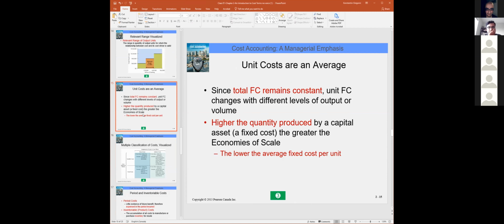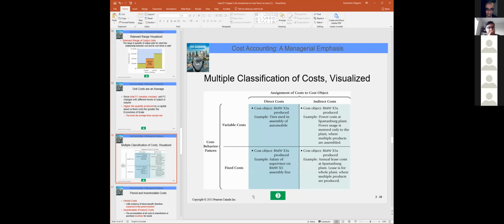Unit costs are an average. Okay, I think we talked about this a bit. Yes, so economies of scale. As you scale your production, your fixed costs generally remain the same. So as you increase your activity, your average cost goes down. So basic economics, law of diminishing returns. So you're scaling your product. That's called operating leverage. We'll talk about operating leverage next week, actually. So this is what they're talking about.